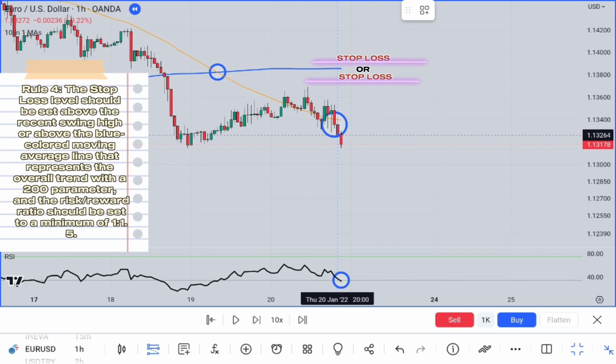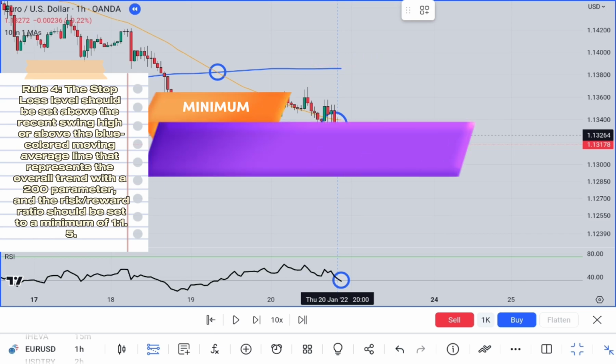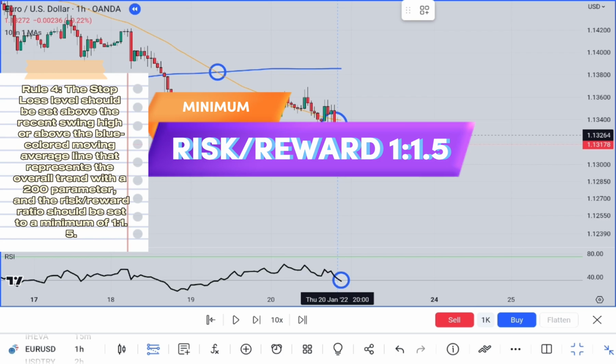Rule 4. The stop-loss level should be set above the recent swing high, or above the blue-colored moving average line. That represents the overall trend with a 200 parameter, and the risk-reward ratio should be set to a minimum of 1 to 1.5.